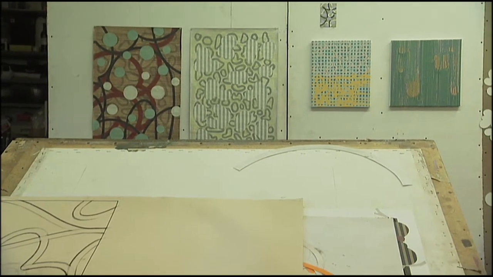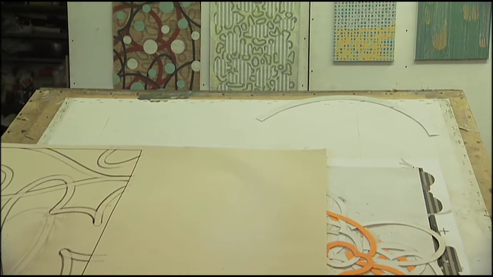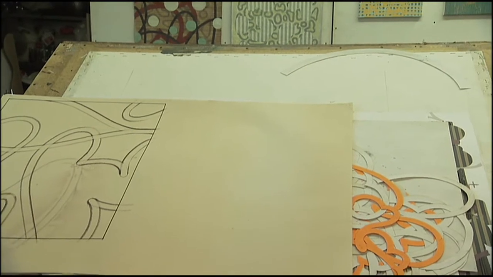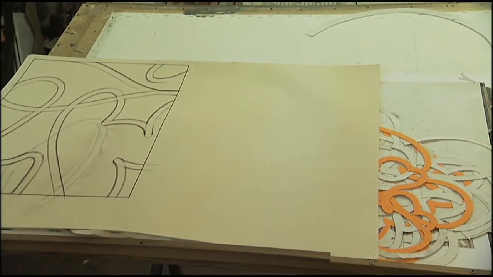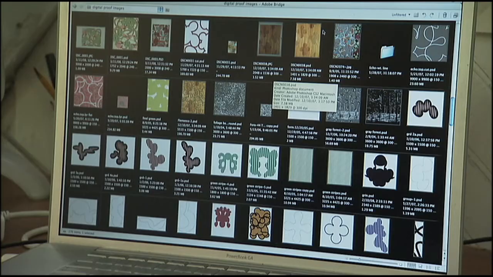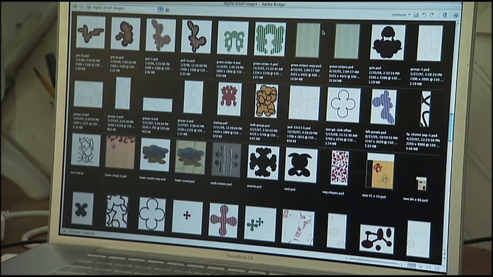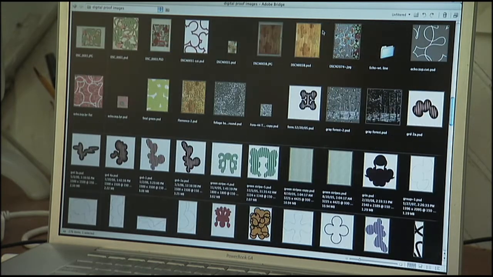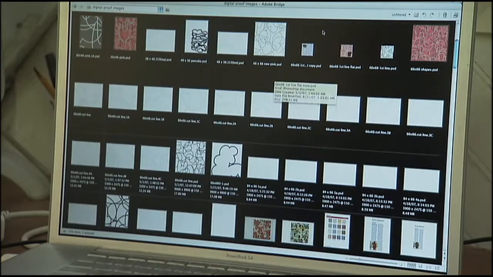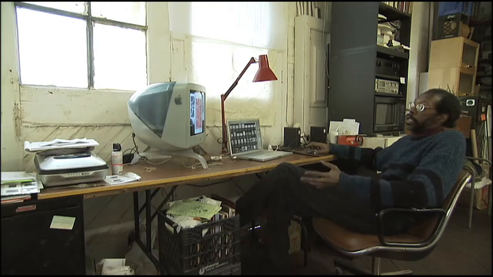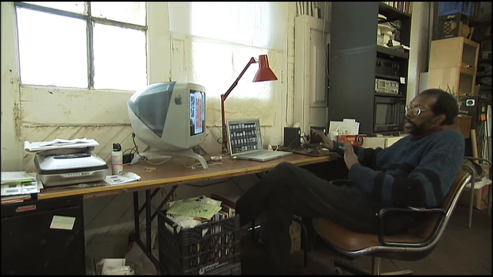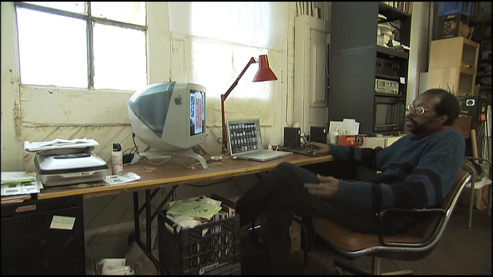It's great because there's so much information that I've developed in terms of templates and images over the years that I have all this stuff stored in the computer that I can refer to. It's interesting working digitally and with direct painting. It's very strange because it's like sketching in the computer.